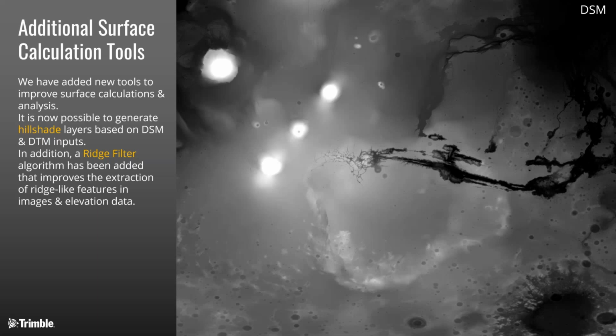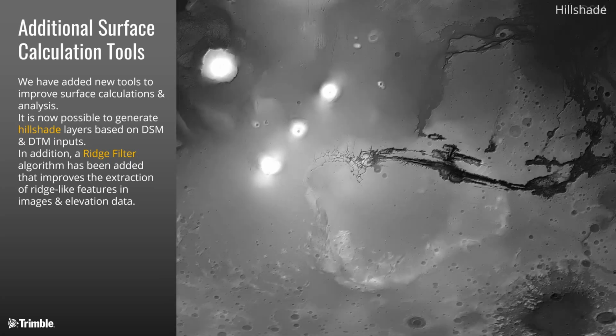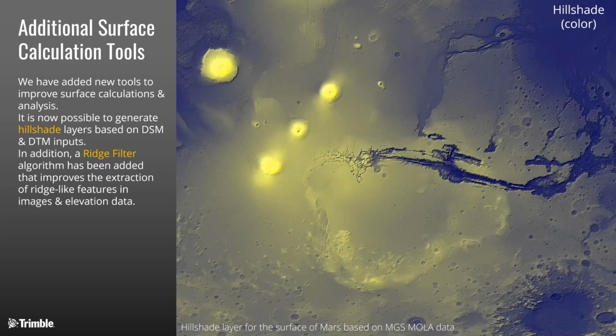I mentioned the surface calculation tools. This is great because it always gives us an opportunity to show some of the real great optical effects that we have in the software. It's now possible to generate hillshade layers based on a DSM or a DTM within eCognition. So DSM, DTM in a raster format. We can generate and derive the hillshade from that.